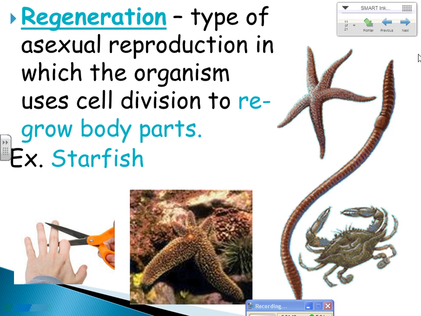Regeneration is a type of asexual reproduction in which the organism uses cell division to regrow a body part. Sea stars can do this, earthworms, crabs. We, of course, cannot regenerate our parts. We cannot regrow fingers that we've cut off with scissors.